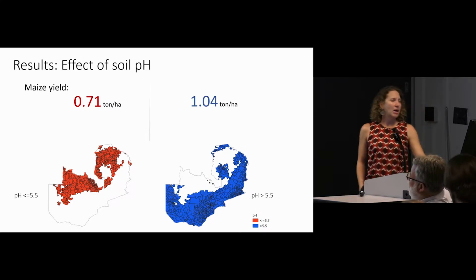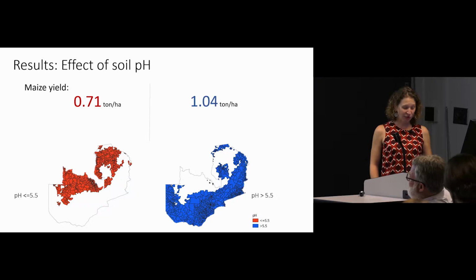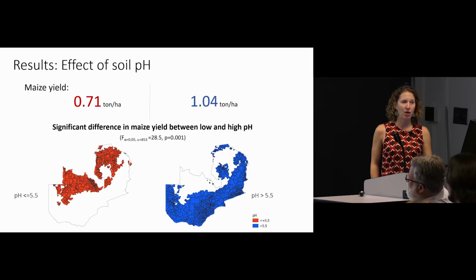One significant difference that we identified is also in maize yield. So in areas of lower pH, the maize yield is significantly different from the production at higher pH.